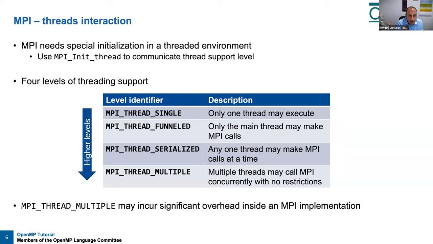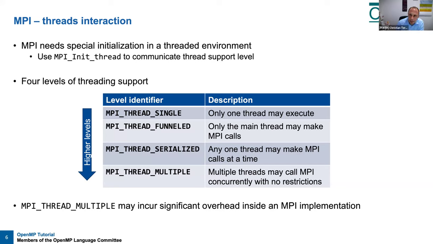Then there's MPI_THREAD_FUNNELED. That means only the main thread or the initial thread in OpenMP may make MPI calls. MPI_THREAD_SERIALIZED: any thread may make use of the MPI library, but only one thread at a time. So that means synchronization is done in your application. Or MPI_THREAD_MULTIPLE. That means multiple threads may call MPI routines concurrently with no restrictions. That means synchronization duties are on MPI.